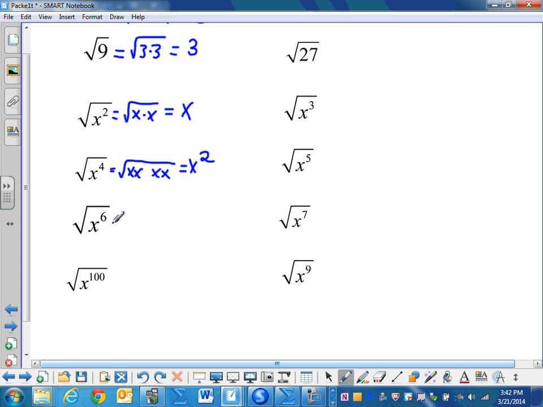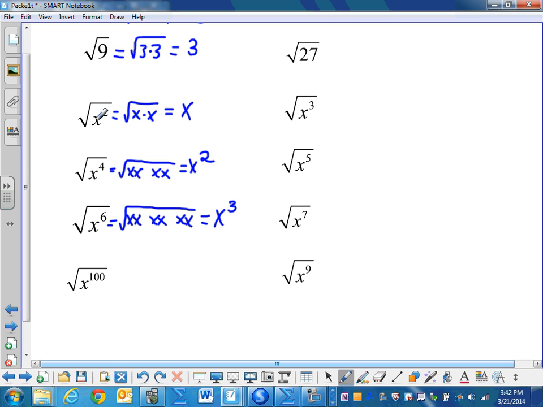The square root of x to the sixth is equal to the square root of x times x times x times x times x times x. There are three pairs of x's under the radicand, so the square root of x to the sixth is x to the third. So when taking the square root of a variable, you look at the exponent and divide it by 2.